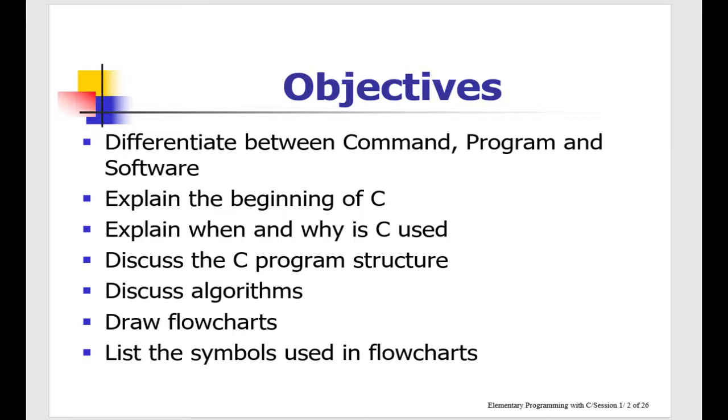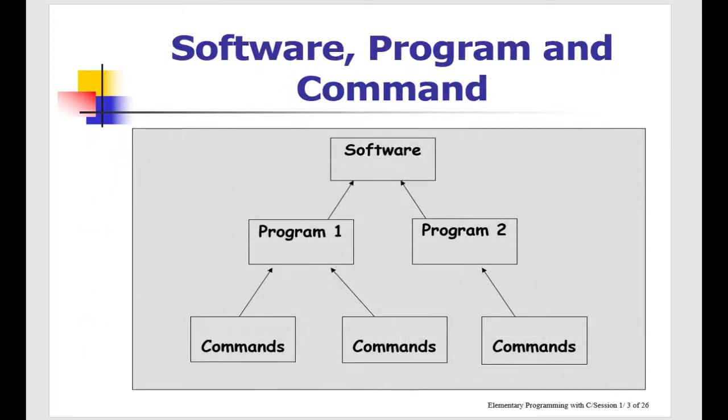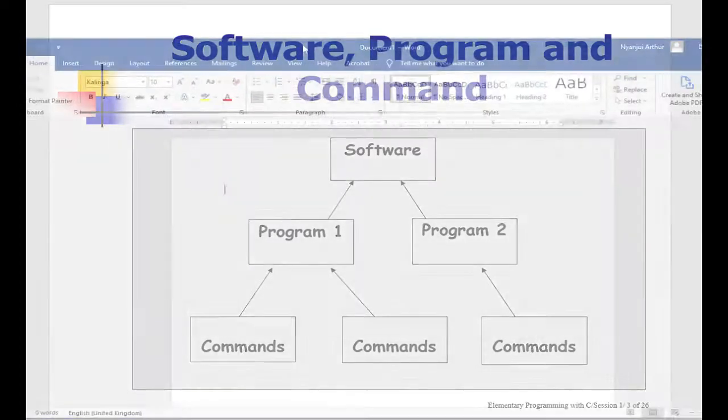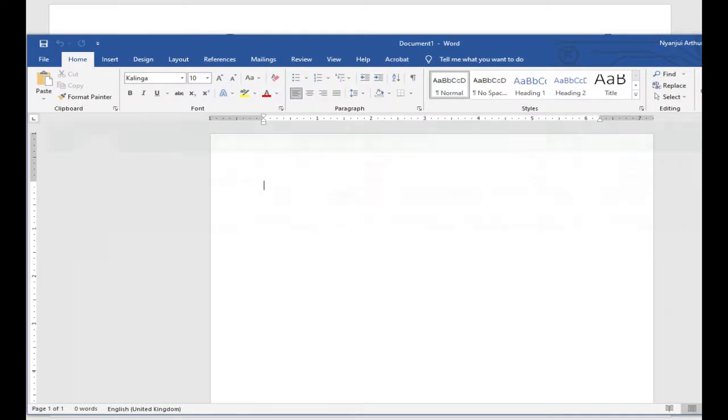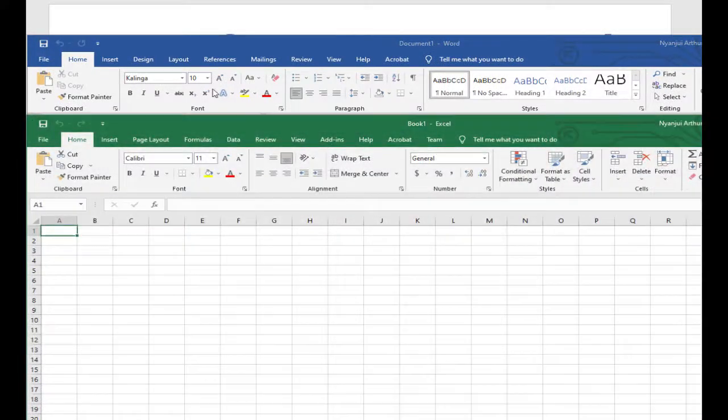Let's start by understanding the distinction between a software, program, and command. Now, I want to use a practical example. I believe when we look at things, we actually get to understand them much better. And to assist me, I'm going to use the Microsoft Office applications. I have Microsoft Word open and also Microsoft Excel. If we look at this, we are aware of the ribbon interface.